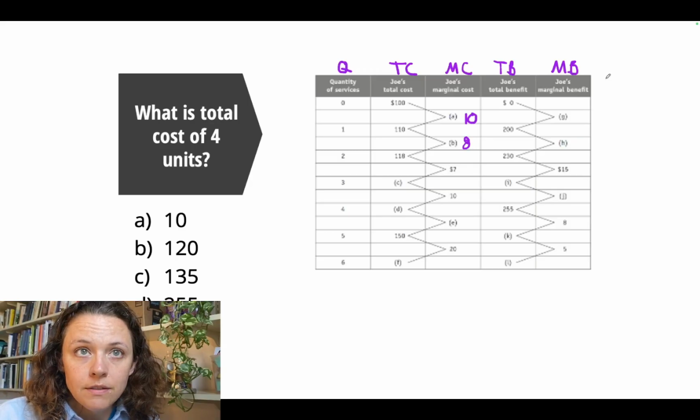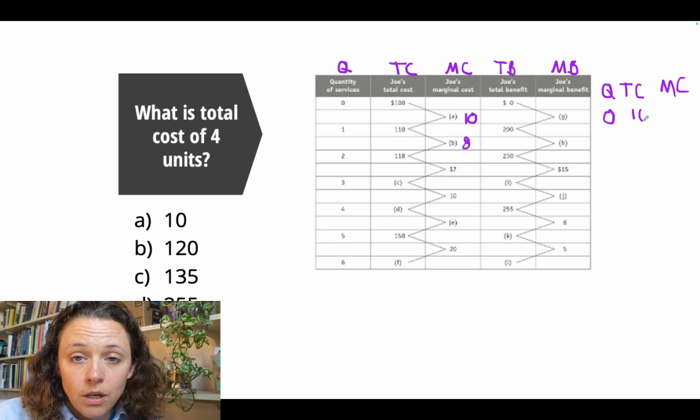We can also write this in a different way. I can put my quantity here, my total cost, and my marginal cost. And I can say that at 0 units, my total cost is 100.